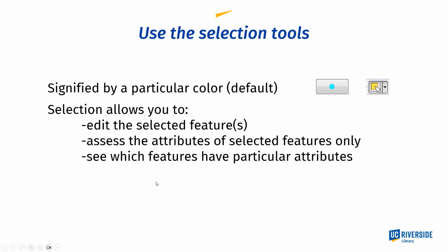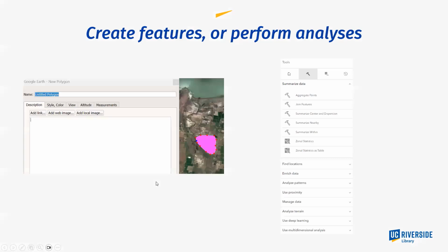But it's a very powerful tool to know about. And of course, like I said, you can create features. So this is a polygon I drew in Google Earth. And as you can see, there is no attribute table, but you could add a description or a link or an image or something like that to it. But sometimes if that's all you need, that works just fine.